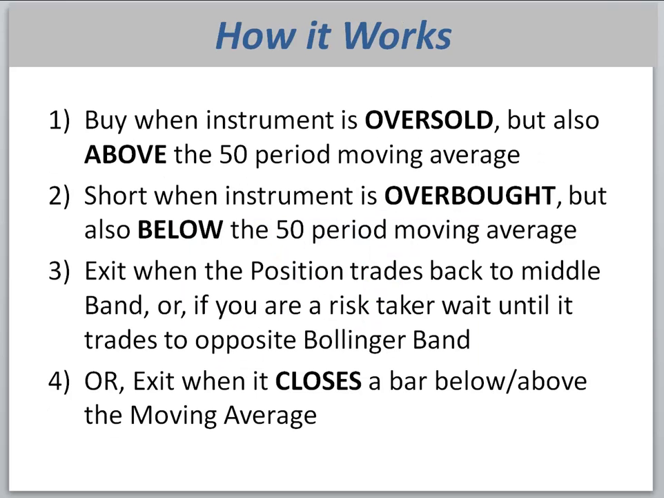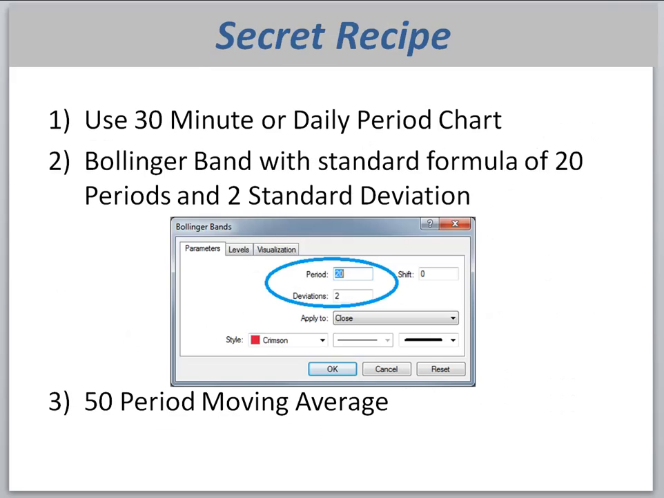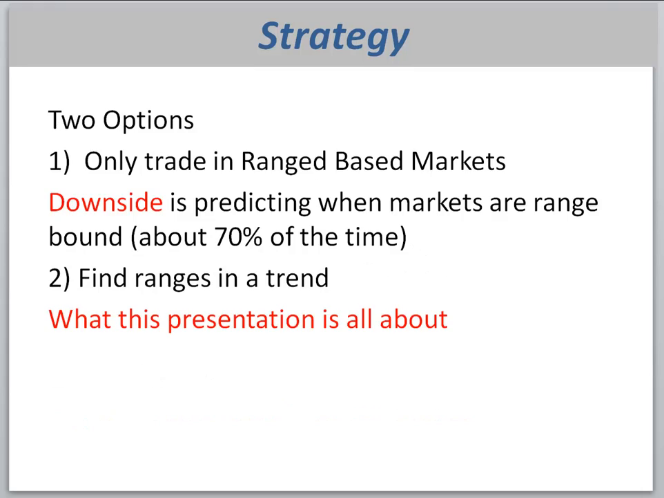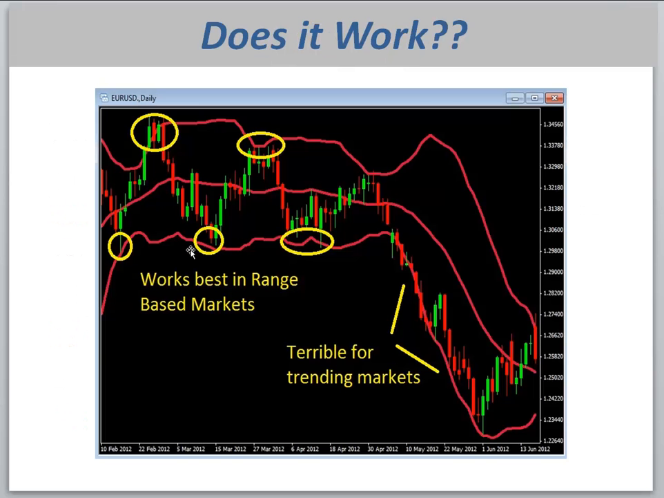Okay, so how it works, we're going to be buyers. I'm going to put out all the rules, and then we're going to look at a couple of charts. We're going to be buying when an instrument is oversold. Let's go back to our charts here. We're going to be buying when our instruments are oversold, when they trade around the lower Bollinger Band, and we're going to be shorting and selling when they become overbought.